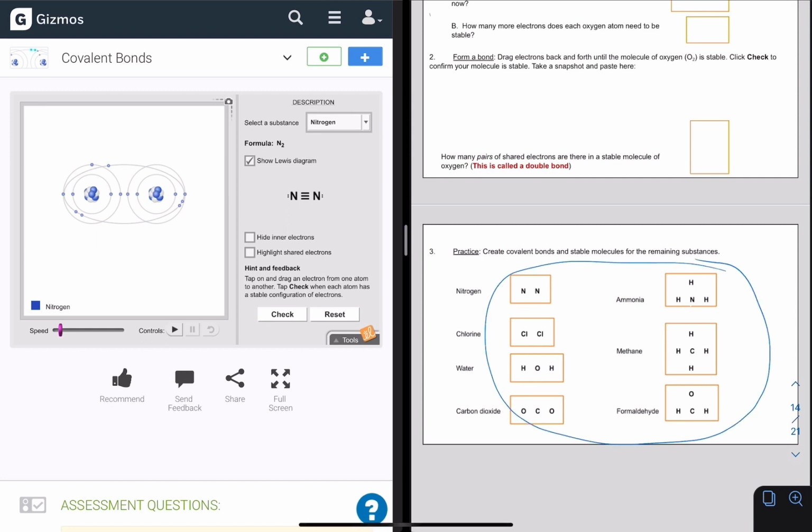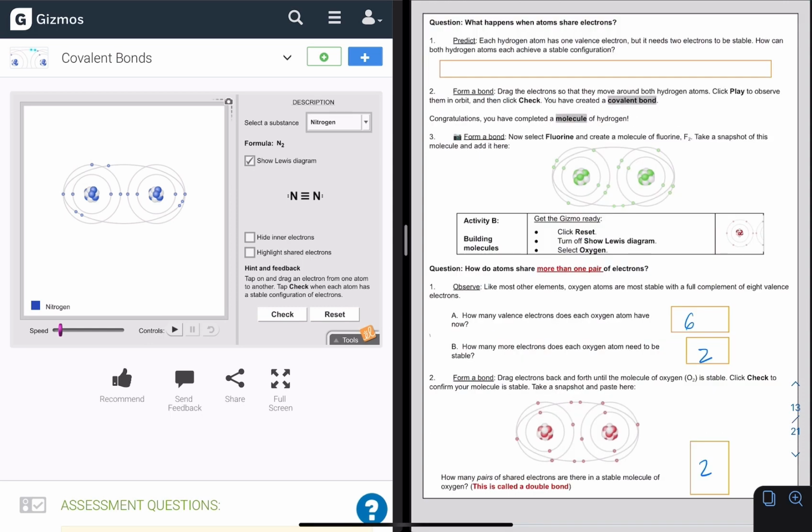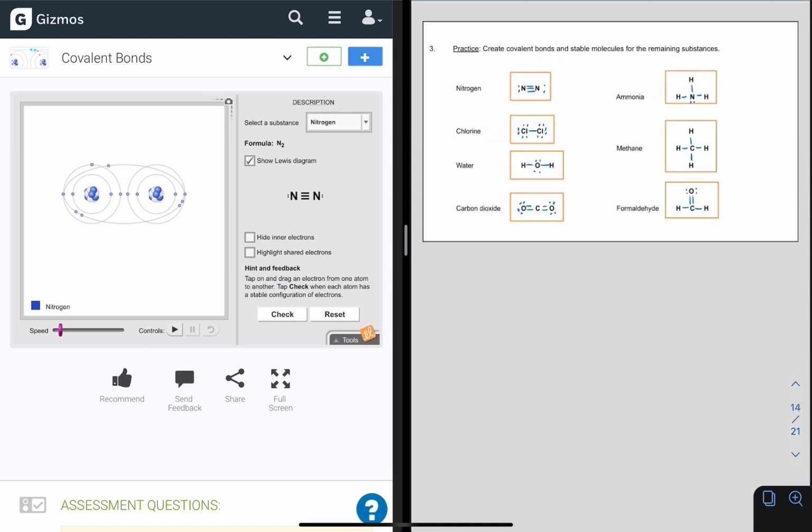And then I'm going to show you the key if you want to check your work. Here's the key for that first part of section 7.11, so you can pause and check your work. And here's the key for that second section, so you can pause, check your work here. And then here's the key for that last section.